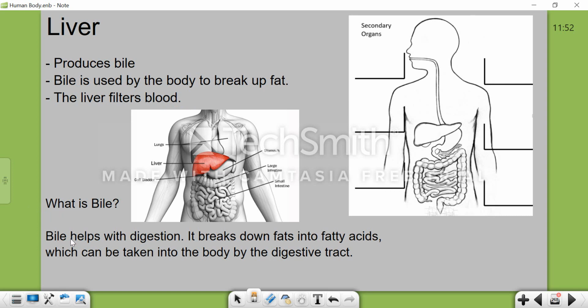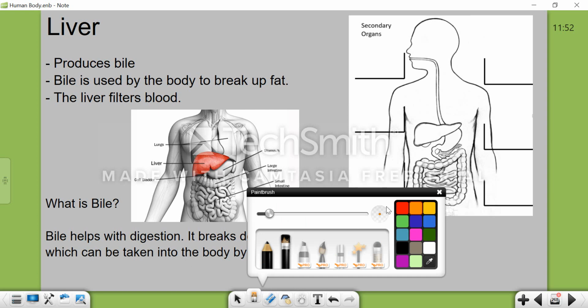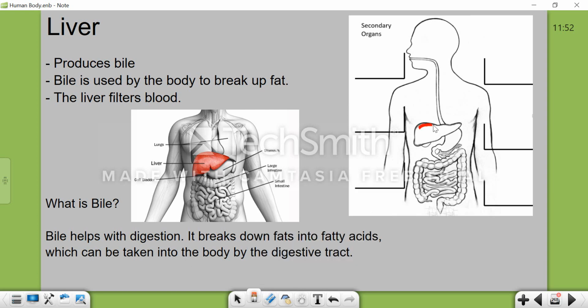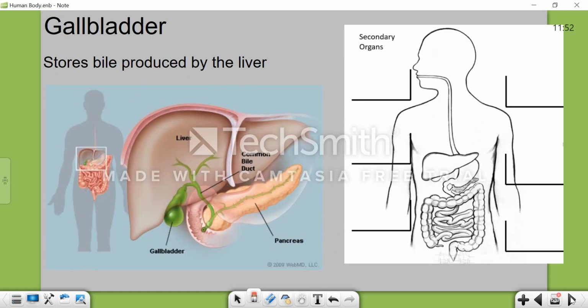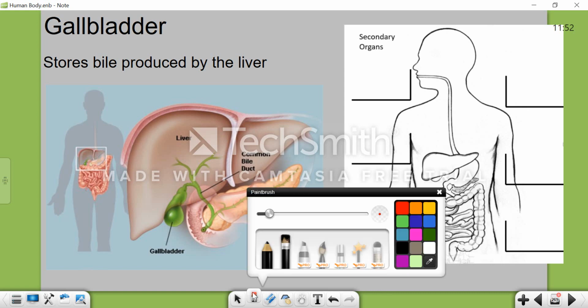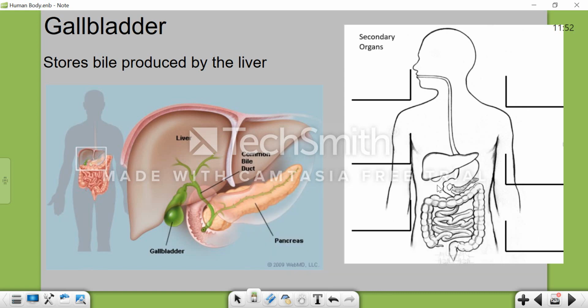So a question: what exactly is bile? It helps with digestion. It helps to break down fats and fatty acids so that your body can actually get the nutrients. Looking at this picture over here, this big guy up here is the liver. All of this. Then you have your gallbladder, which you can barely see. It is just poking out right here under the liver. It's this little tiny guy.